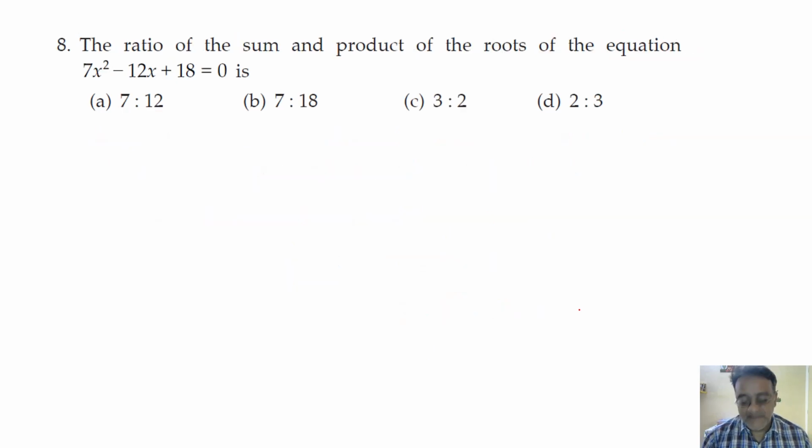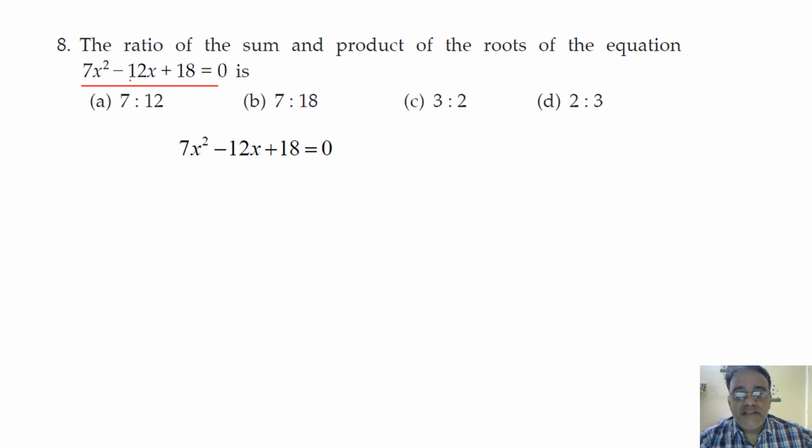Question number 8. The ratio of the sum and the product of the roots of the equation is dash. Right. So we will find the sum first and then the product. So the formula for sum is minus b by a. What is b here? Minus 12. So minus of minus 12 will become plus 12 upon a. The value of a is 7. So alpha plus beta कितना आ रहा है इसमें? 12 by 7. Very good.